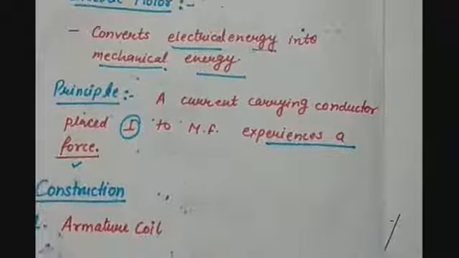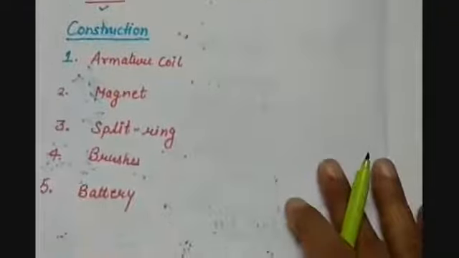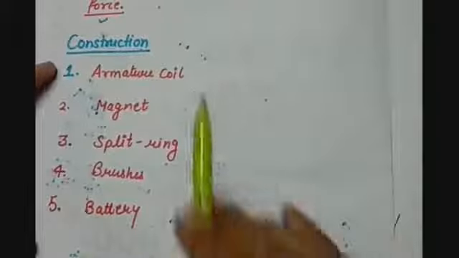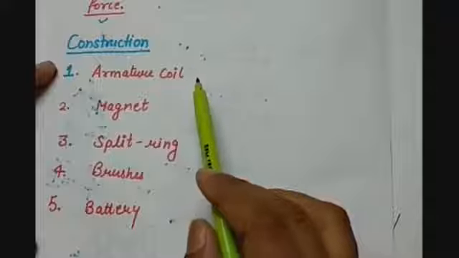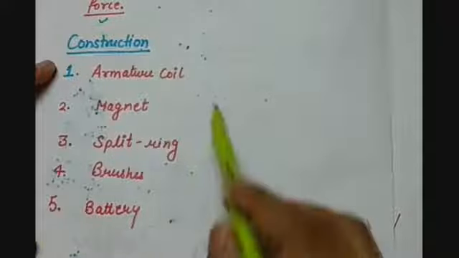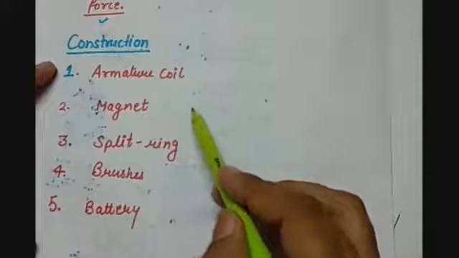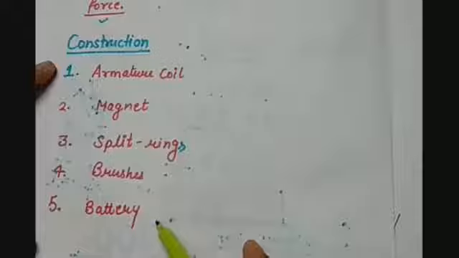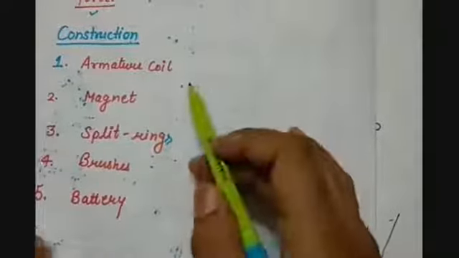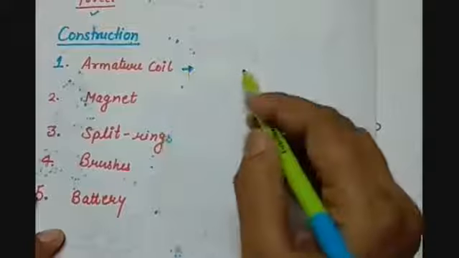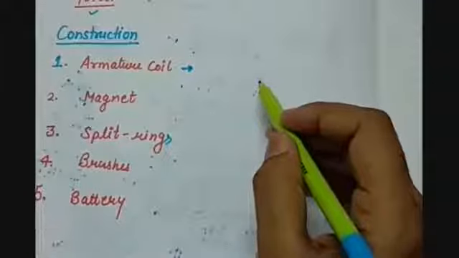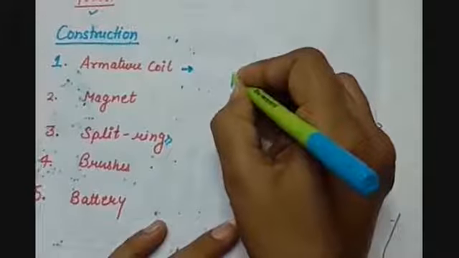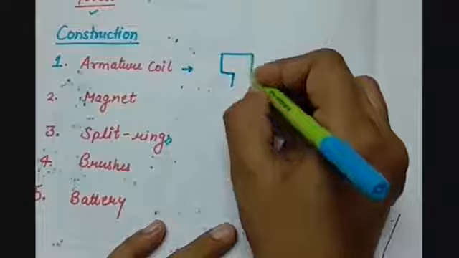Now let us see the construction of the electric motor. In the construction of the motor, we have 5 parts: armature coil, magnet, split rings, brushes and battery. First is the armature coil. The armature coil is a single loop of insulated copper wire in the form of a rectangular loop, this way.